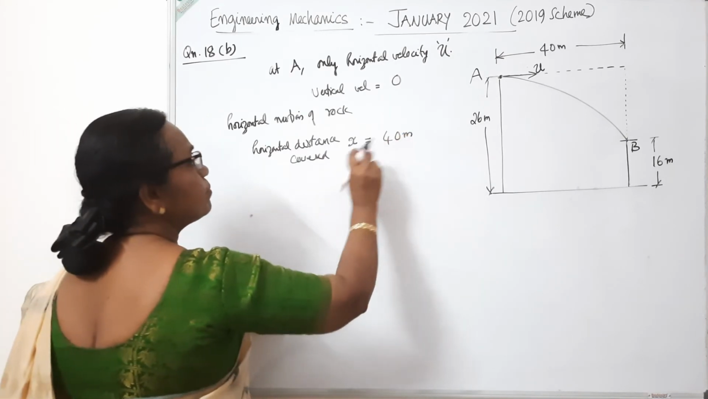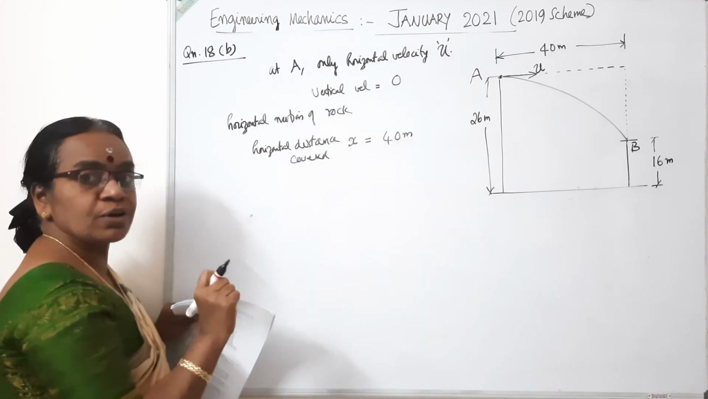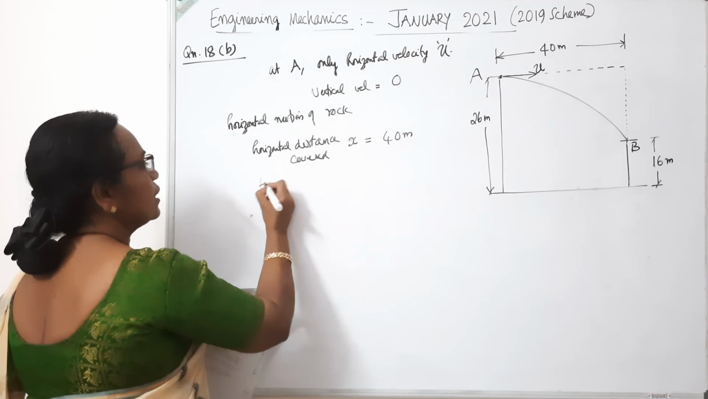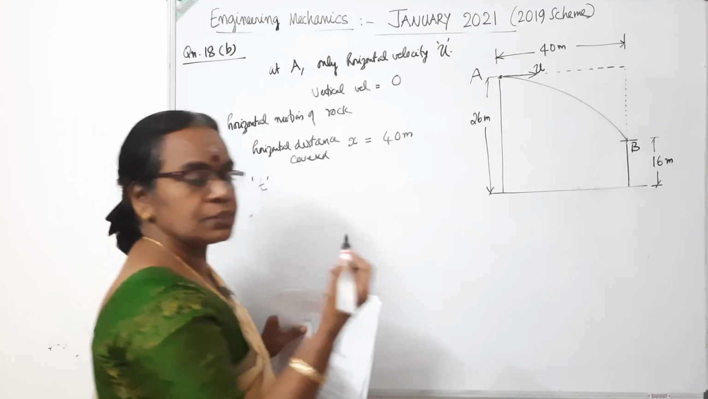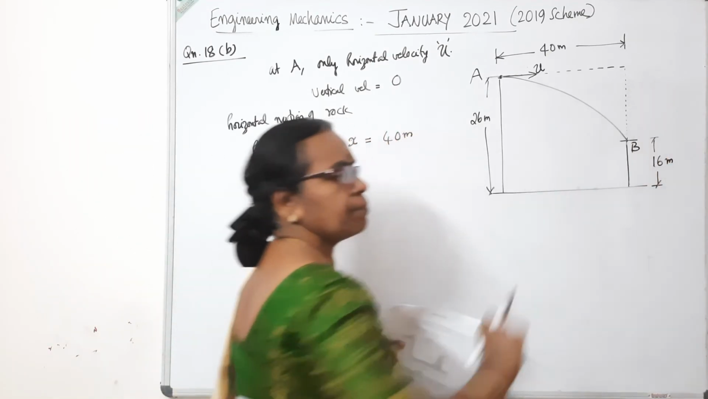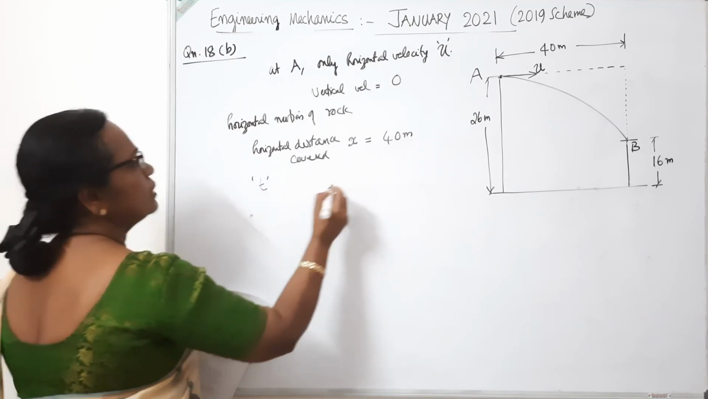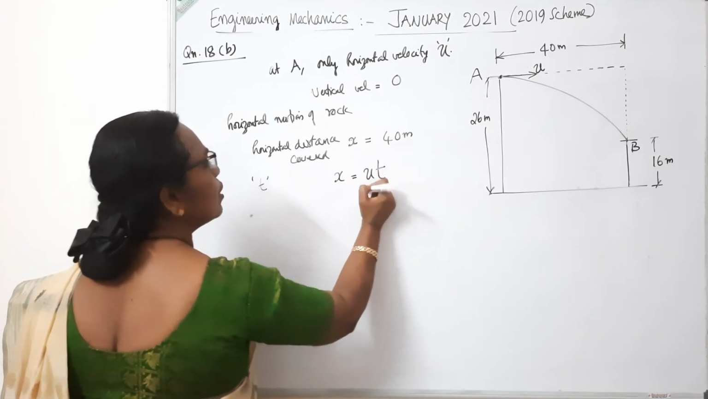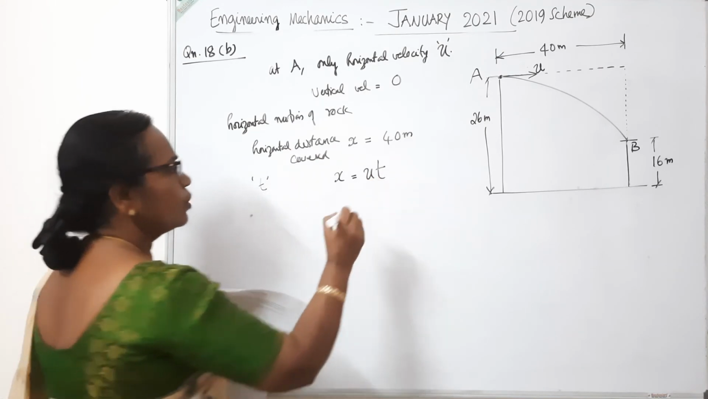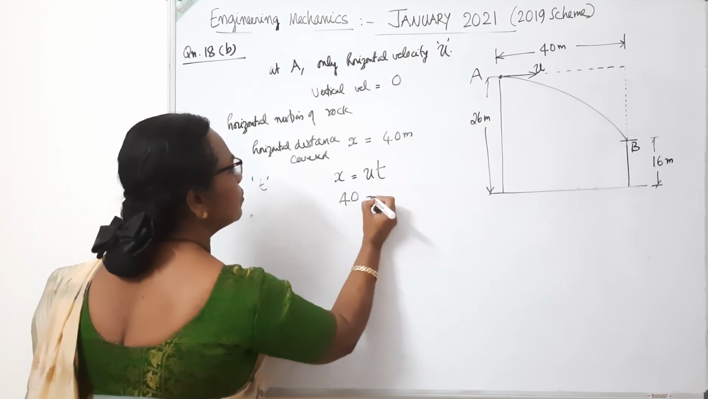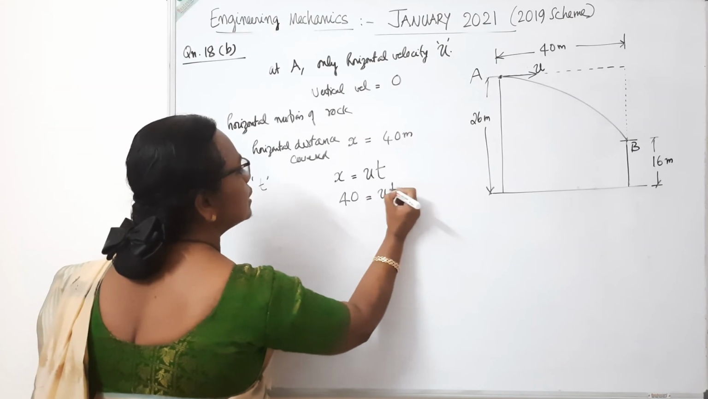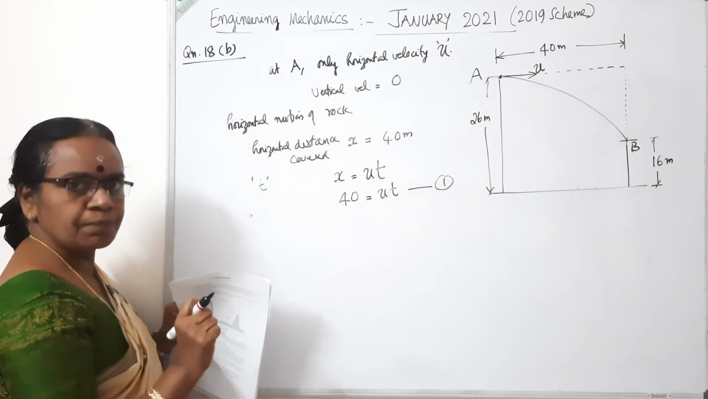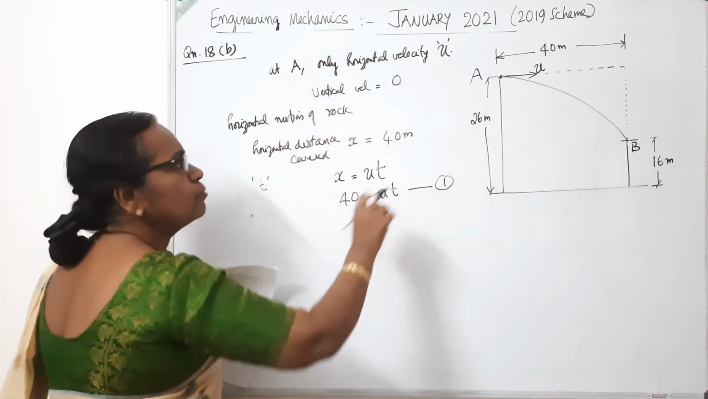So what is the expression for distance? If you know the velocity, suppose it takes time t. Let t be the time taken by the stone or the rock to clear this point B. So if t is the time taken, distance is equal to nothing but u into t. Velocity into time is a distance. So I can write 40 is equal to u into t. Both u as well as t are unknown. Now let us consider the vertical motion.